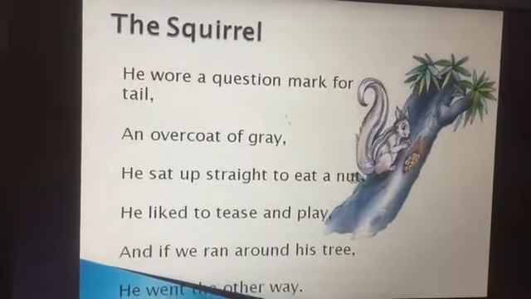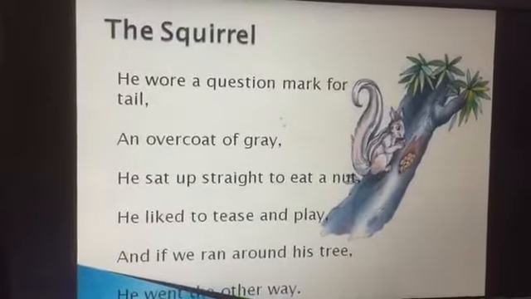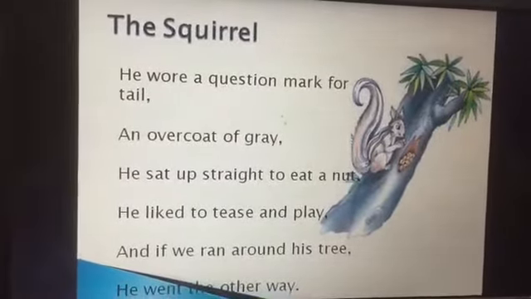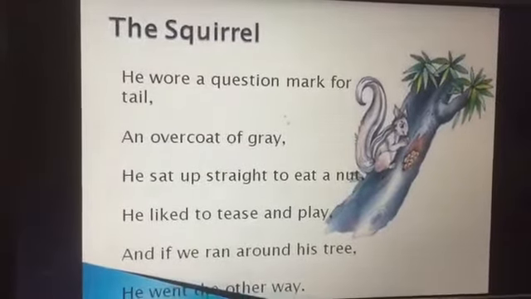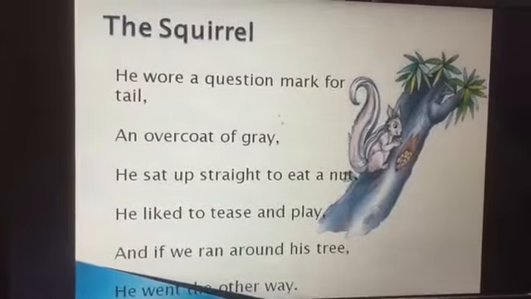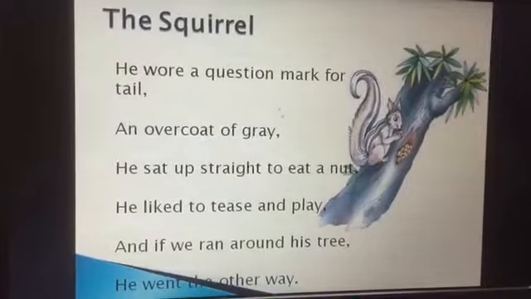Now if you have seen a squirrel, when it moves, it always bends its body. It bends and it runs, or it is playing. But now you see when it is eating the nuts, it is sitting up straight. He liked to tease and play.